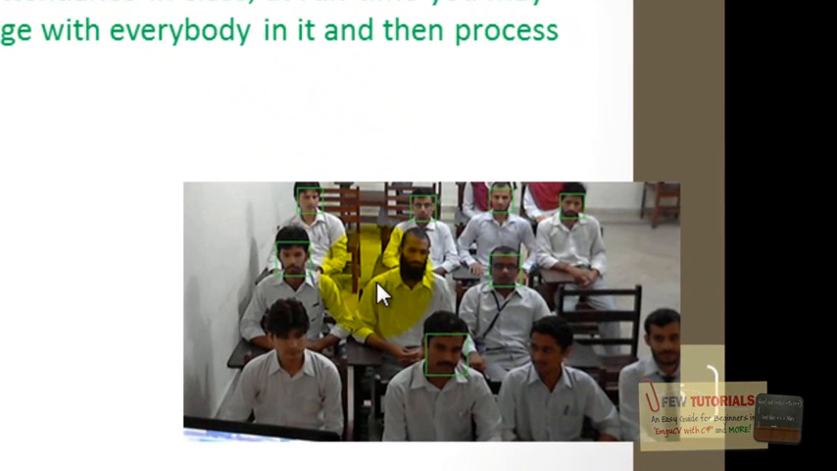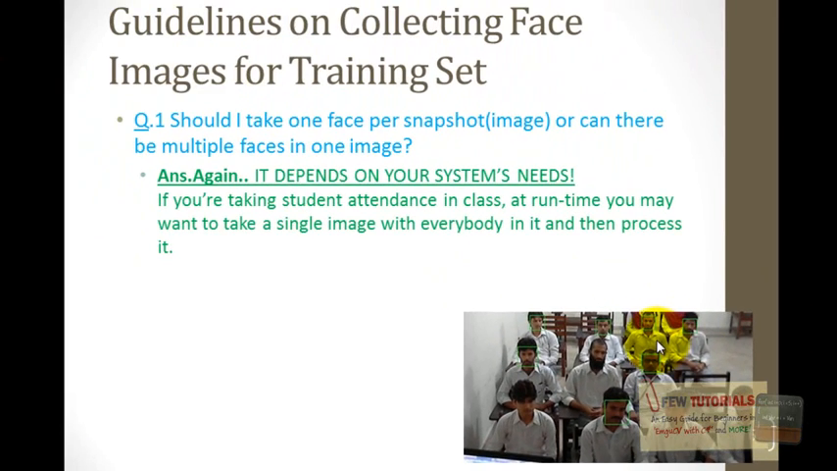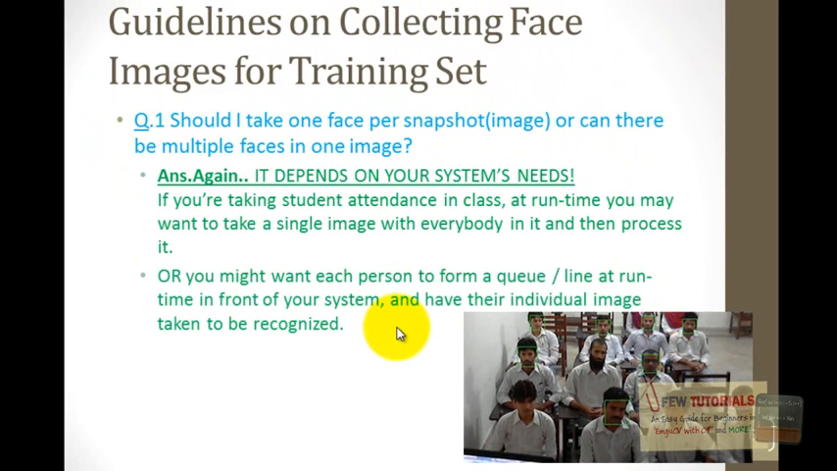This is the example from my final year project. The students were sitting in front of my system, and I took a collective image, a group image of the whole class, and then my system recognized and marked all their names and faces right on the image. Or your system might want each person to form a queue or a line at one time in front of your system and have their individual image taken to be recognized.